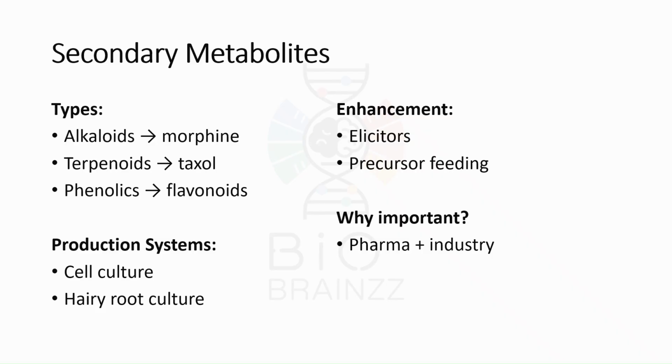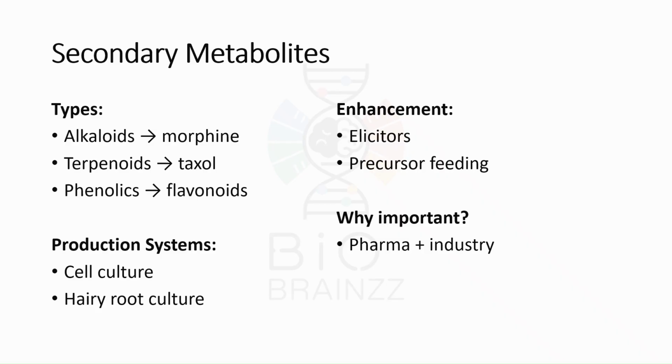Secondary metabolites are compounds which are not directly required for plant growth but are very important for plant survival. These include alkaloids, terpenoids, and phenolic compounds. Examples are morphine and flavonoids. These compounds are very important in pharmaceutical and industrial applications.